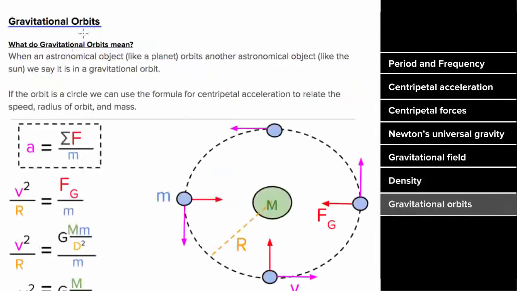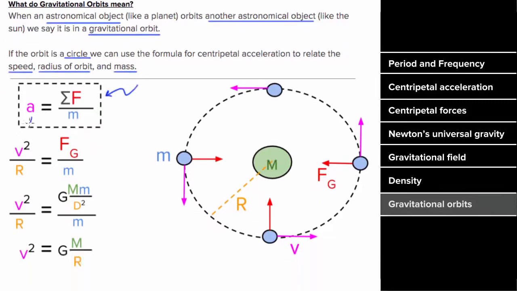Gravitational orbits are just a special case of centripetal acceleration where some object is orbiting another object due to the gravitational force. And if that orbit is a circle, we can relate the speed, the radius of the orbit, and the larger mass to each other using Newton's second law and centripetal acceleration. You just plug in the acceleration as the centripetal acceleration, v squared over r. And since the centripetal force is the force of gravity, you can plug in the expression for the force of gravity as the centripetal force, which is big G m m over the distance between them squared.